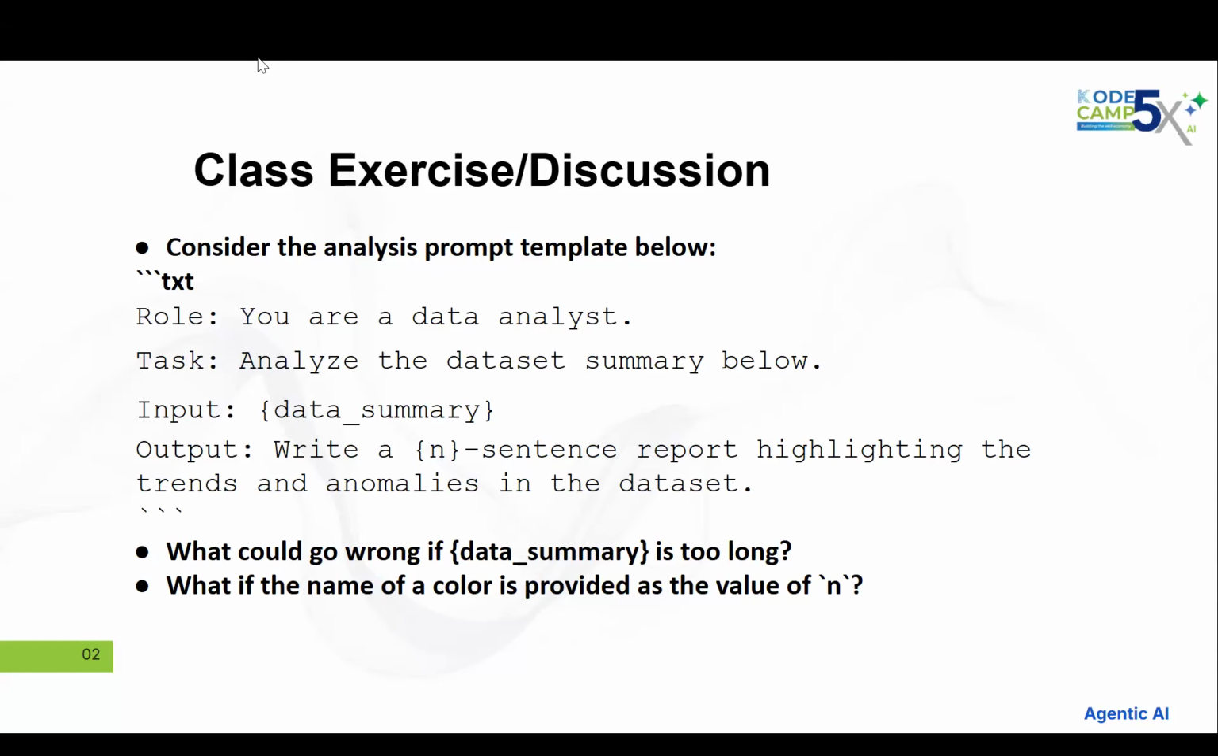Okay. So when I used the number, it was able to output 3 sentences to summarize the data set. And then when I used a color, blue to be precise, it says that a blue sentence report cannot be generated because blue is not a valid number of sentences.